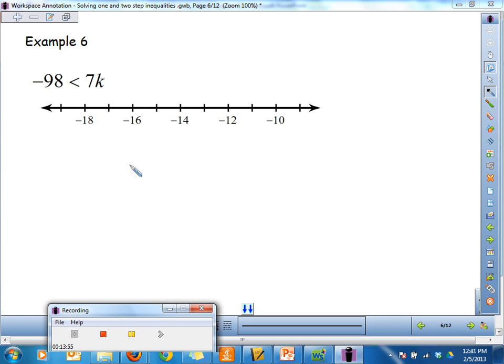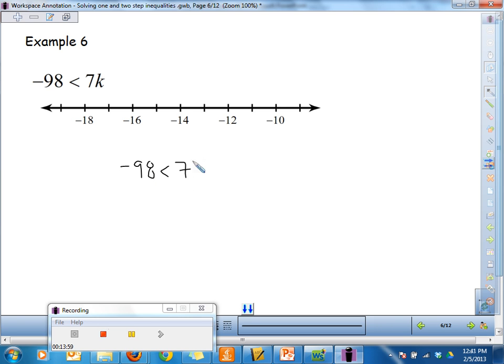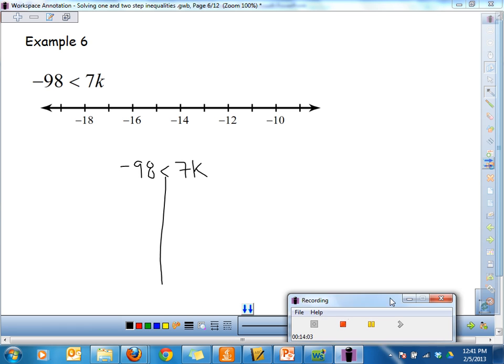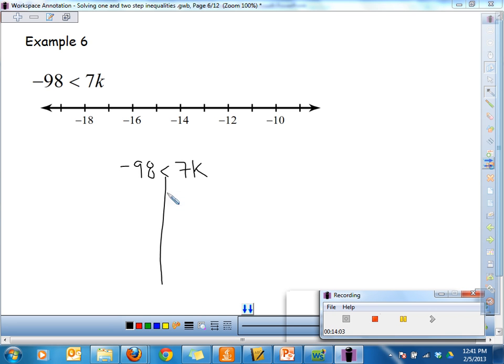Alright, let's try this one. I got negative 98 is less than 7k. Alright, so I got to get k alone. How do I get k alone? Well, right now it's saying 7 times k is greater than negative 98. So to undo 7 times k, I need to divide. So I'm going to divide both sides by positive 7.